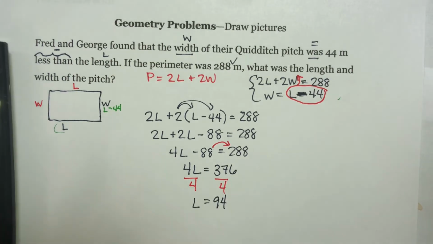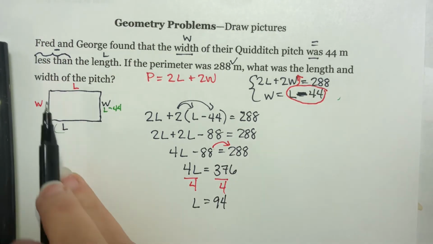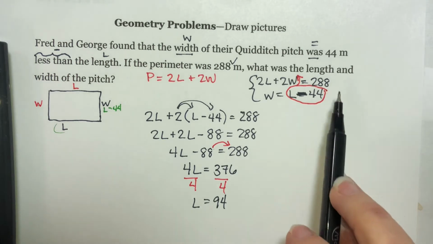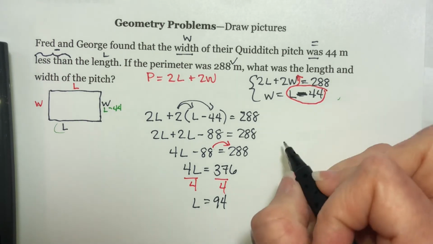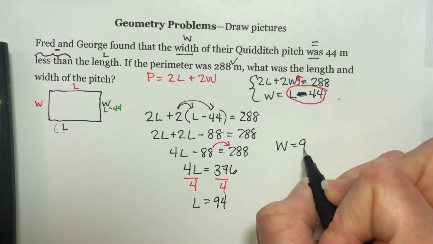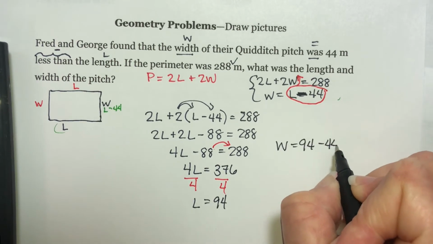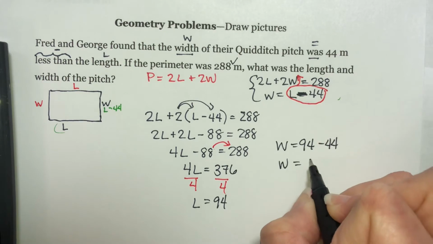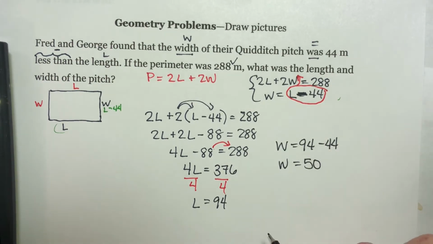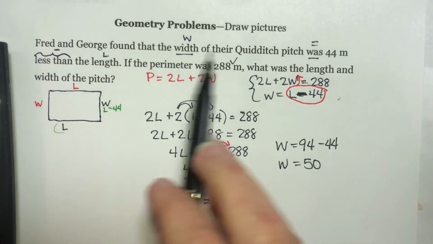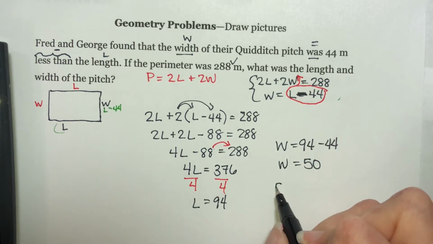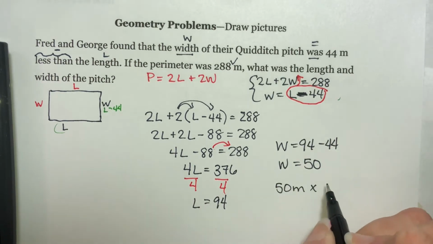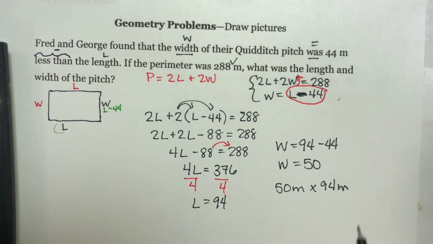We are asked to find both the length and the width. So I need to take this and plug it back in here somewhere to find width. It looks easiest to do it in here. My width would be 94 minus 44. So my width is 50. Make sure I answer the question. We're asked to find length and width, and my measurements are in meters. So it is 50 meters by 94 meters. And that would be my answer.